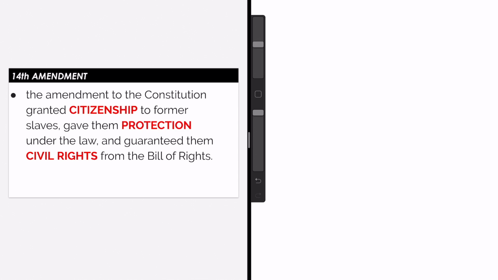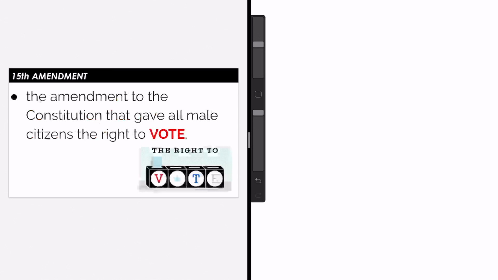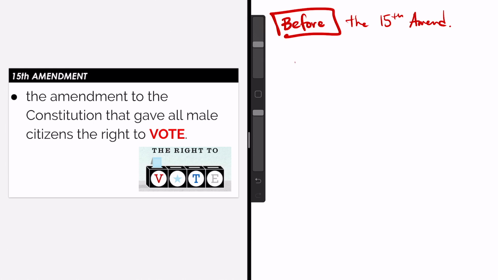All right, last word. 15th Amendment. This amendment was an amendment to the Constitution that gave all male citizens the right to vote. So before, and this is the key word, before the 15th Amendment, only white men, usually landowners, so rich white men, could vote.